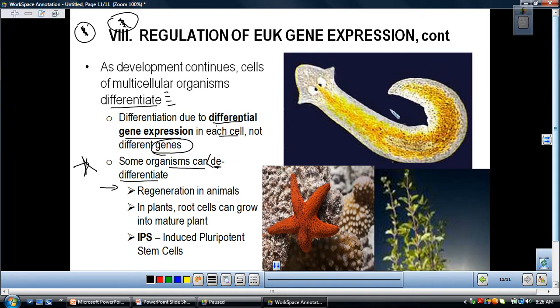But if you take this planaria and you cut it in half right here, it will actually grow on this bottom segment. It'll grow a new head. Okay, it's kind of cool. You're going to be able to do this in my class. And then this segment down here can grow a new tail.